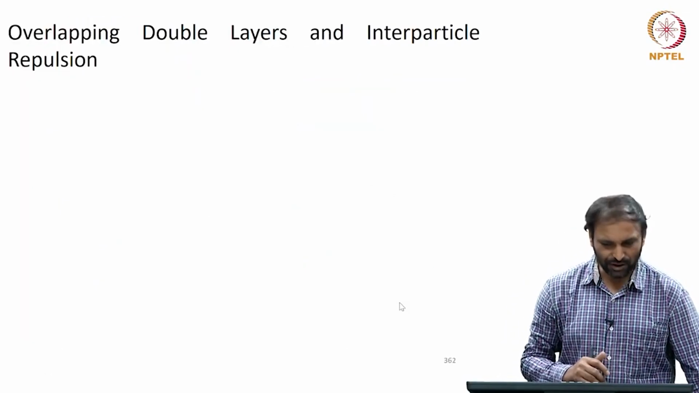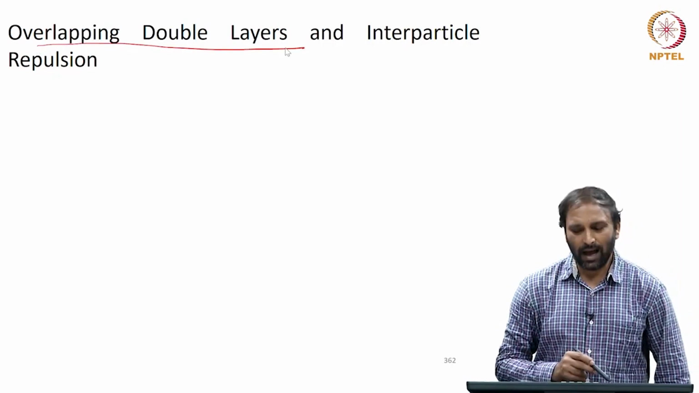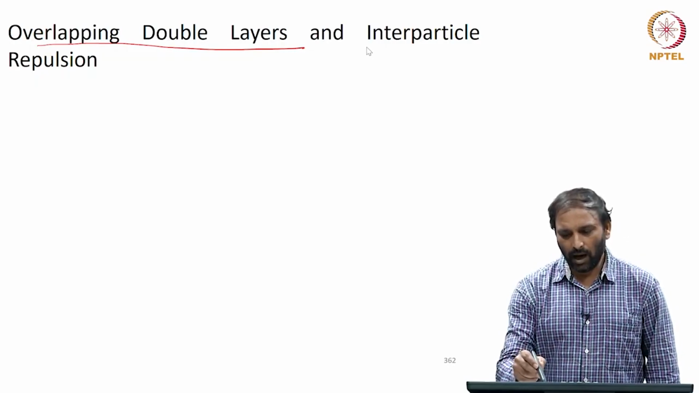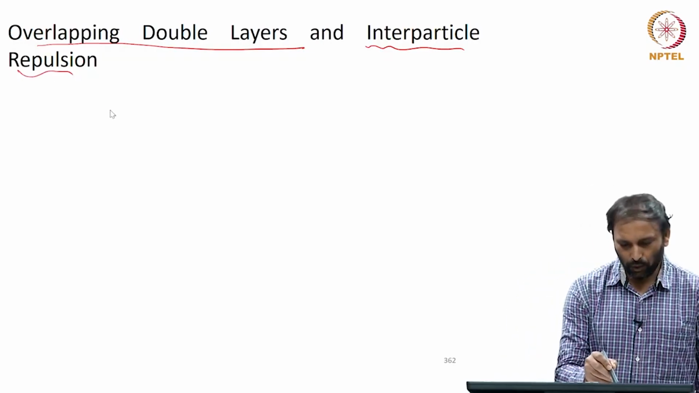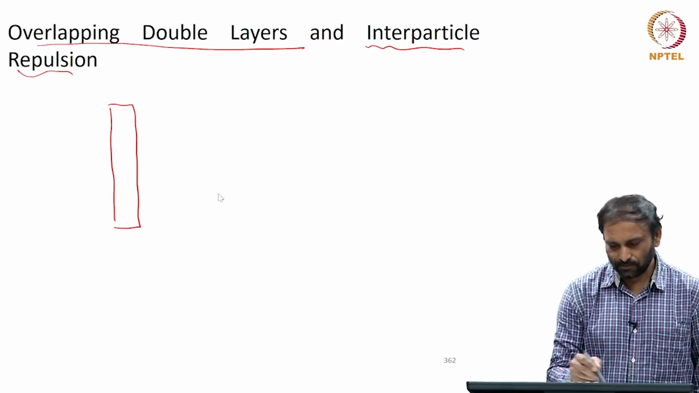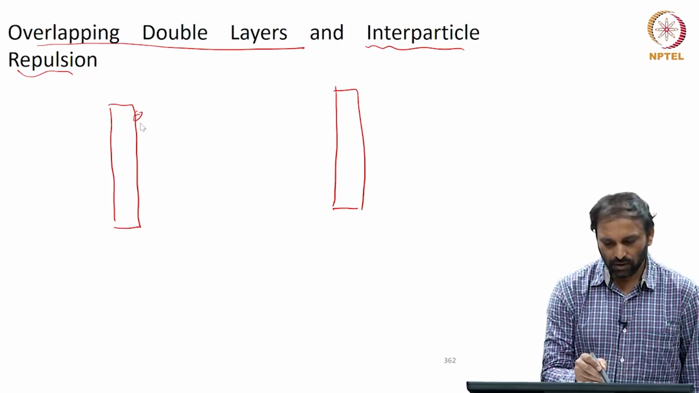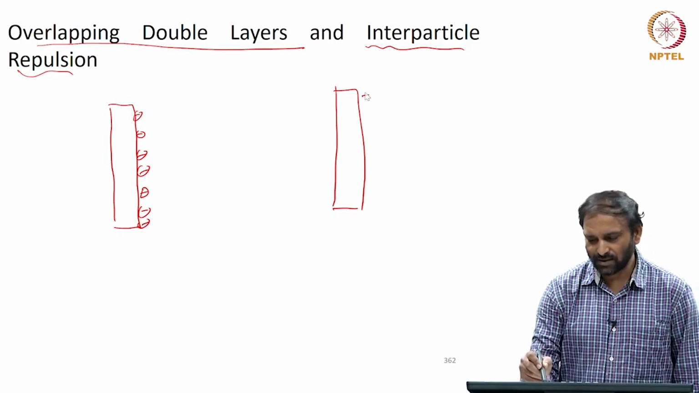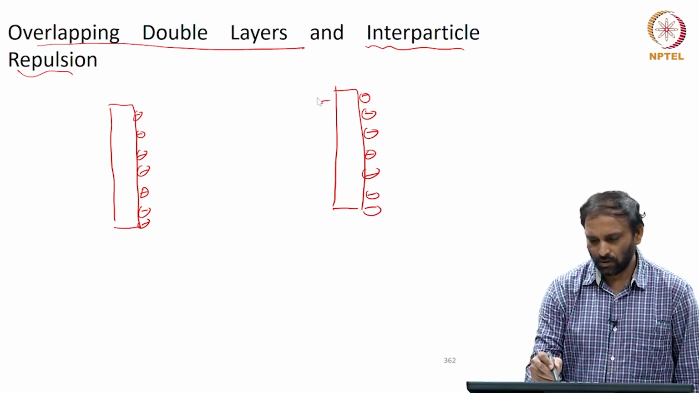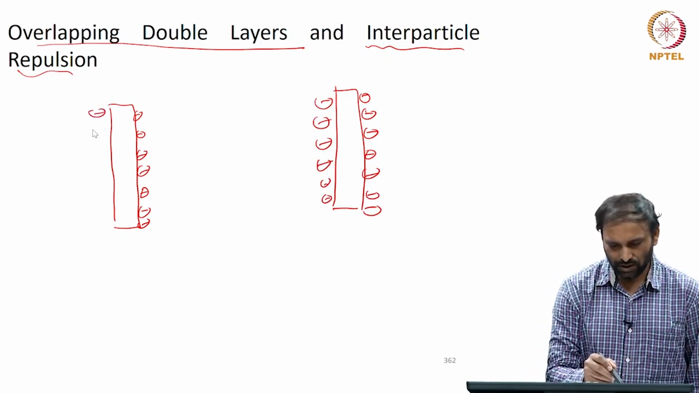So with that picture, we would like to talk about overlap of electrical double layers, and how that manifests into interparticle repulsion. For that, we are going to consider two plates, and you can think of them as infinite plates, in which both the surfaces of the particle are charged.